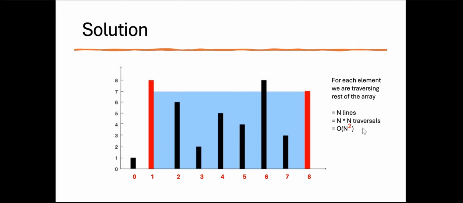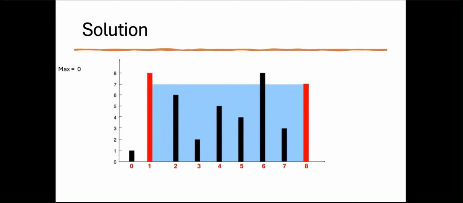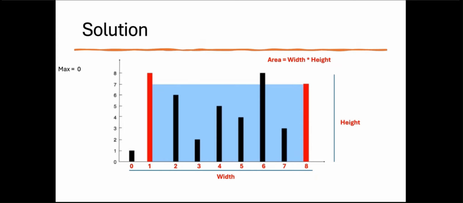So how can we optimize it further? If we observe the property of this particular array, how is the container area calculated? It's basically the width and the height, the smaller height, and that is the area. So what we need to do here is maximize the width and then maximize the height. Fine. Now, how can we maximize the width?